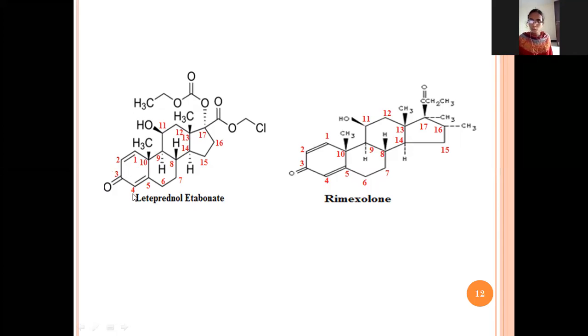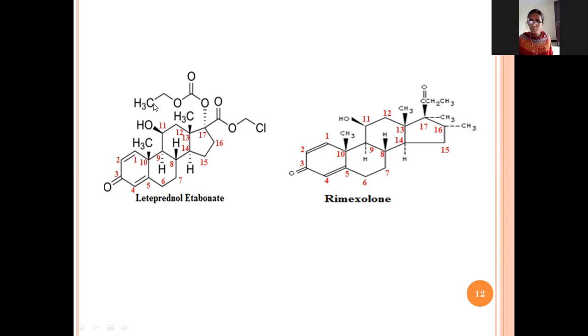In the 3rd position, oxygen group is attached. In the 11th position, hydroxyl group. In 10th and the 13th position, methyl. In here in the 17th position, ethoxy carbonyl oxy is present. See here, this is ethoxy, this is carbonyl, and this is the oxy.